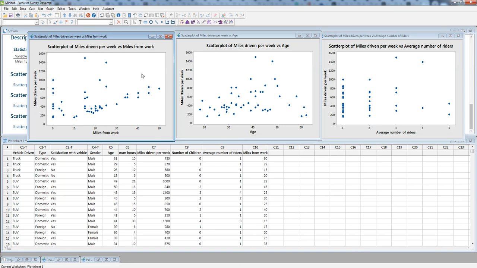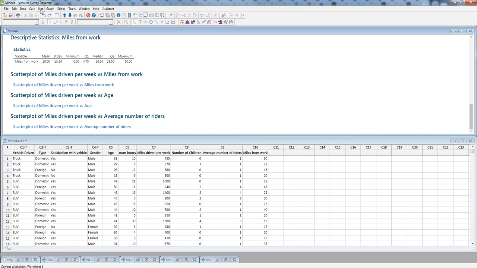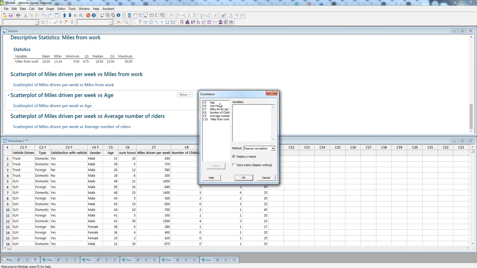None of these is really all that good. Huh. Well, let's just throw all our quantitatives into correlation and see who might be the best. And then we'll make a linear regression of those. So we'll go to stat, basic statistics, correlation, and I'm going to throw all my quantitative variables in there.